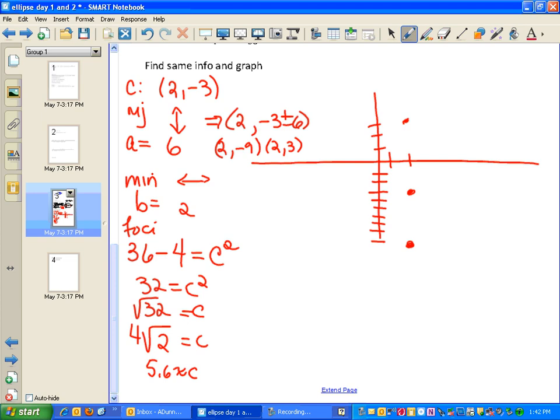Okay, minor. Minor means I'm going left and right how many units? And so that means from my center, what am I going to add and subtract my B to? My x or my y? Your x, because I'm going left and right, correct? So it's 2 plus or minus 2, but the y value of my center stays the same now, right? Because I'm moving left and right. I'm not going up and down. I'm going left to right. So we're going to go left 2 and right 2, which means our coordinates are going to be 0, -3, and 4, -3.